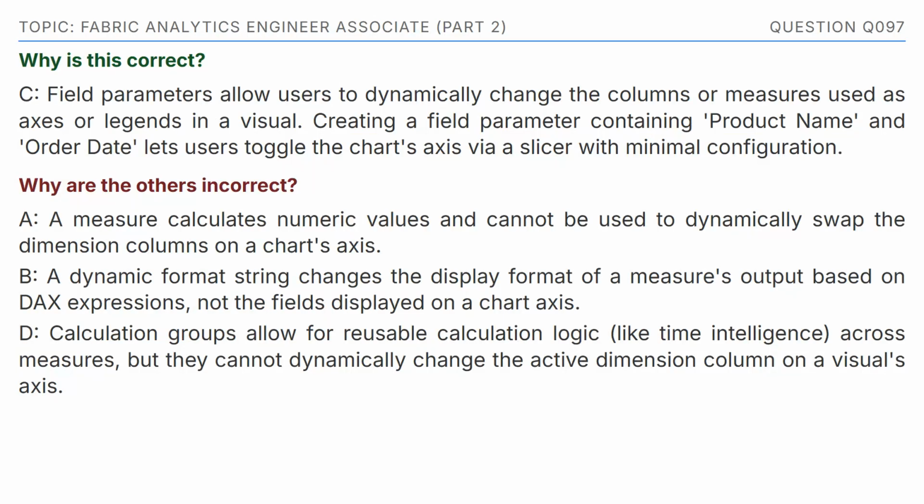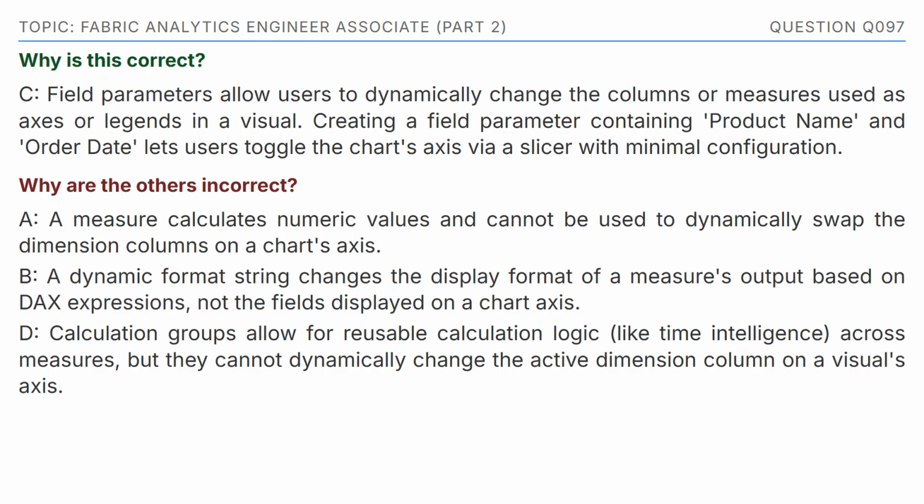Why is this correct? C. Field parameters allow users to dynamically change the columns or measures used as axes or legends in a visual. Creating a field parameter containing product name and order date lets users toggle the chart's axis via a slicer with minimal configuration. Why are the others incorrect?